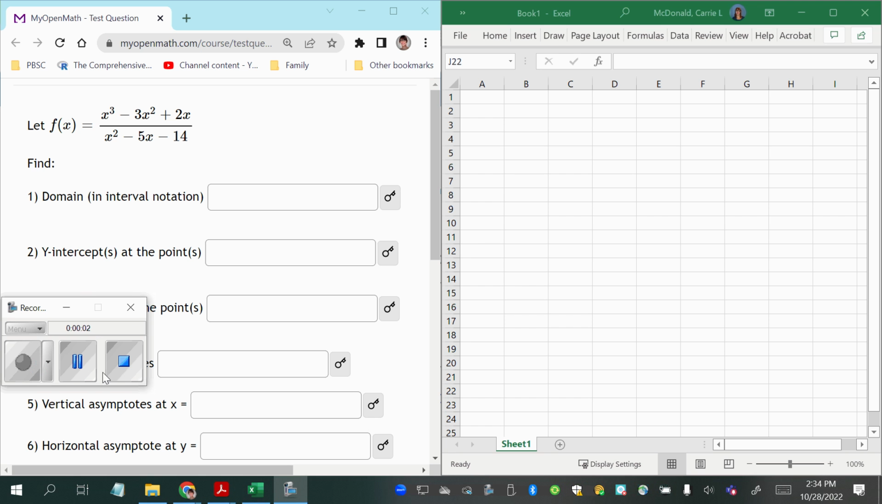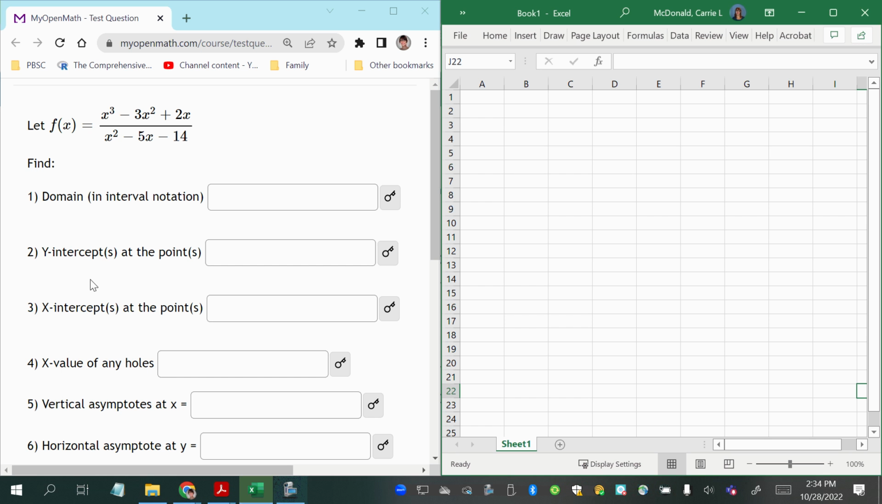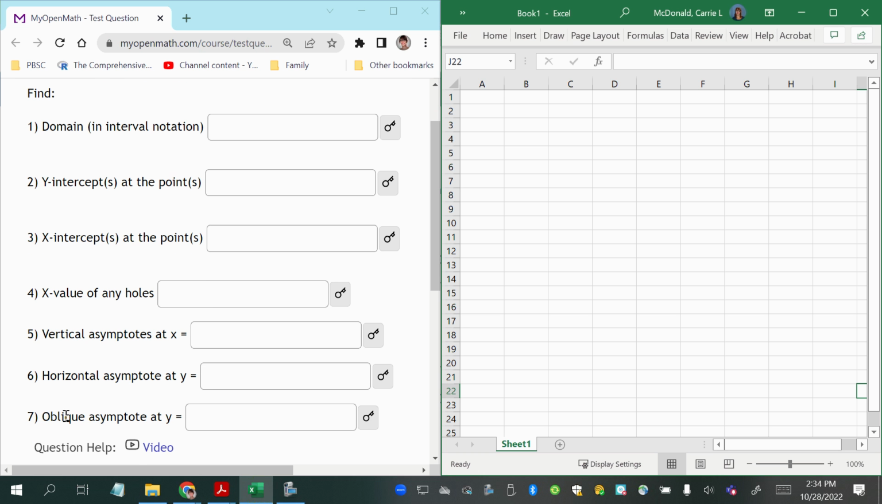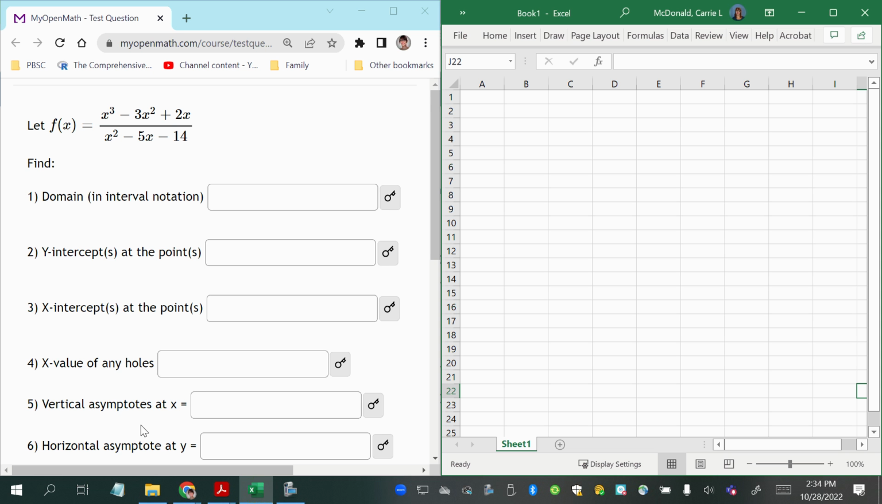All right, so in this question, we are supposed to answer these questions. We're going to take this rational function and find the domain, the y-intercepts, x-intercepts, x-value, vertical asymptote, horizontal asymptote, and oblique asymptote if there are any. So there's a lot of things going on in this question. All right, the first thing is the domain.